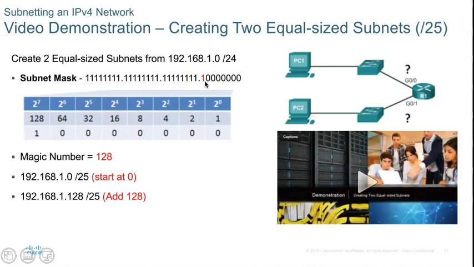What is the value of this one? It is 128. So this 128 becomes the increment. And lucky for us, when we borrow 1 bit, we only have 2 networks. So the first network will be .0, and the second network will be .128. Again, there's a good video out there in the course material in the Netacad. I highly advise you to go and watch it for further explanations.